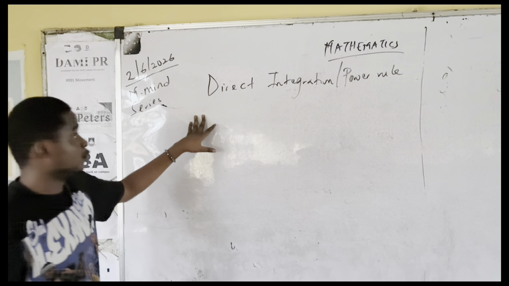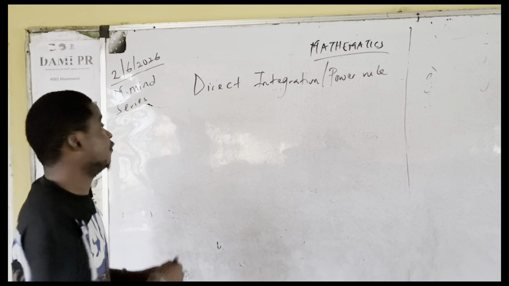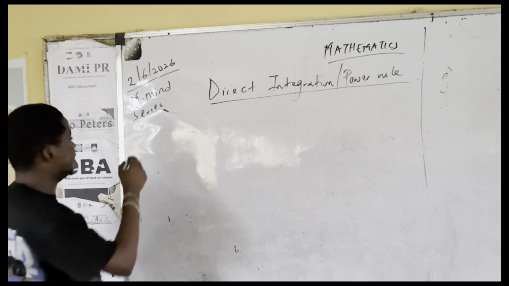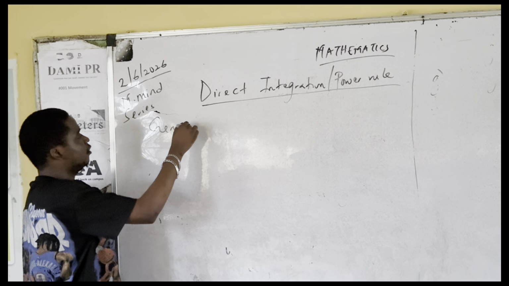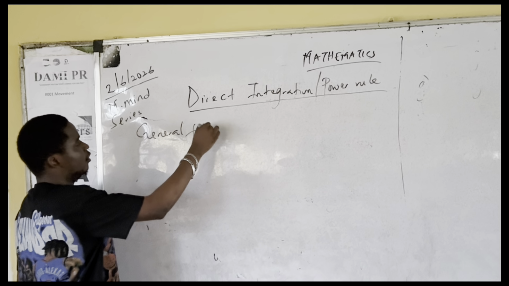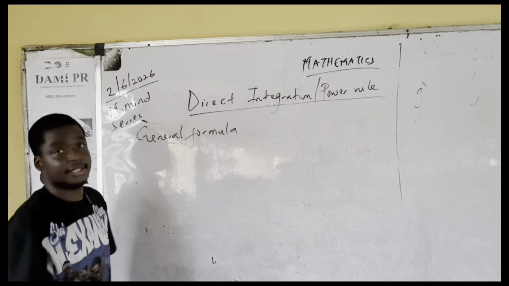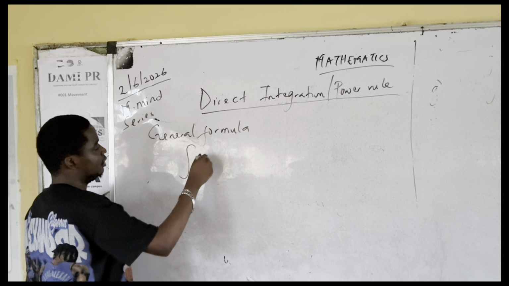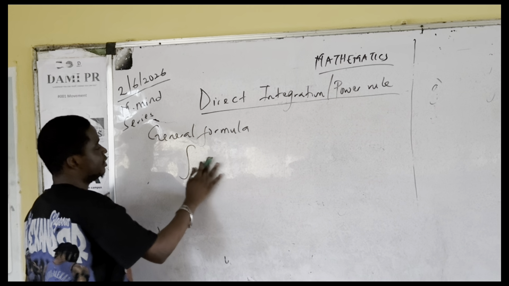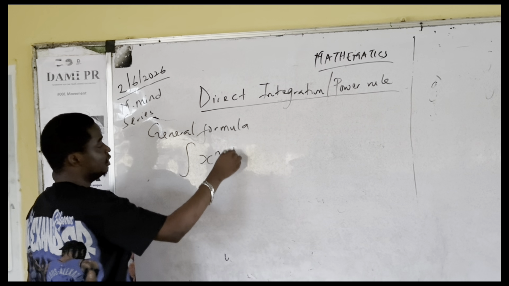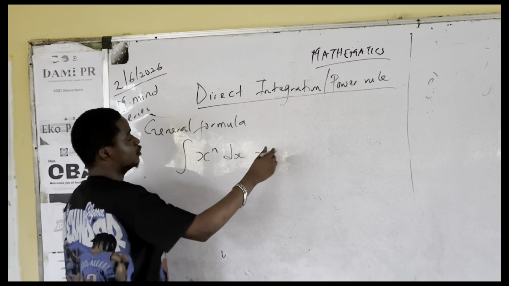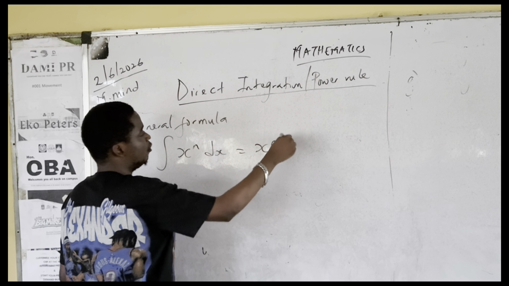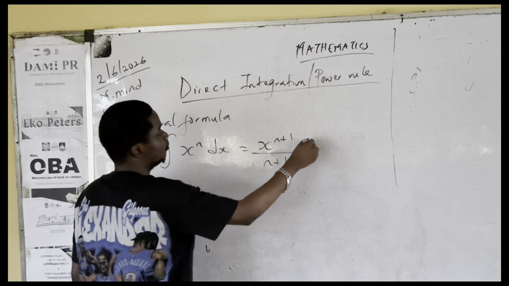Let's go right into direct integration, or the power rule of integration. Let me underline it. Now, let me give you the general formula of direct integration. And this is it: the integral of x raised to the power n dx is equal to x to the n plus 1 over n plus 1, plus c.